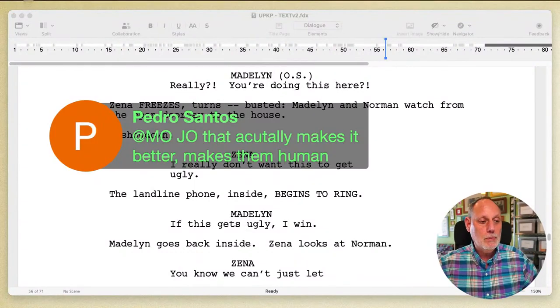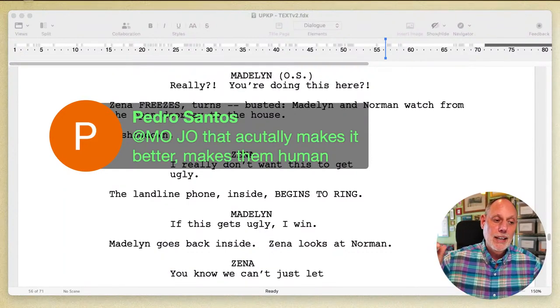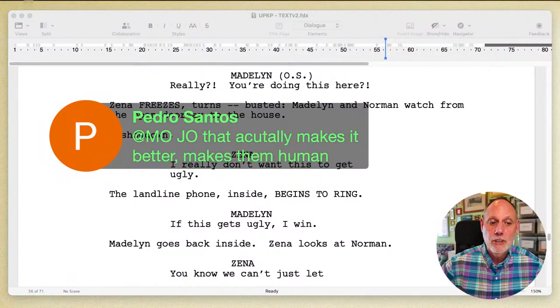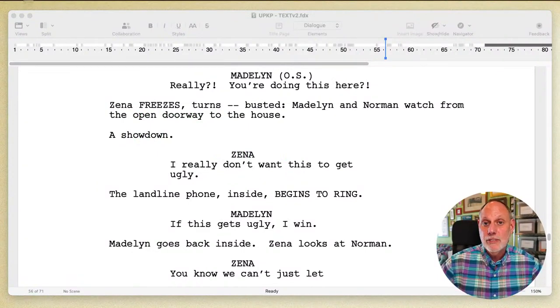But I do want to point out, Pedros is completely right. It makes the characters more human. It makes them better when they do not speak perfectly. Very few people speak in perfect grammatical English or whatever language you're writing in. That's the whole point about dialogue, it's how people speak or how you want them to speak, not how a written document would read.